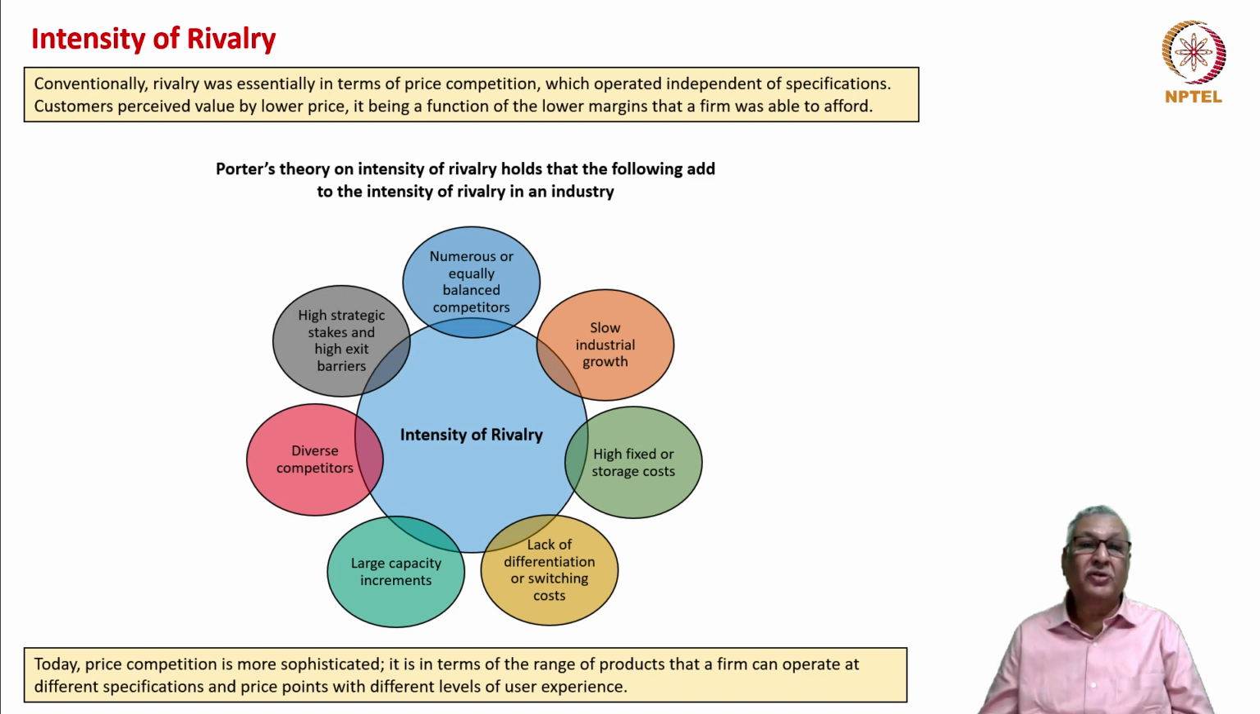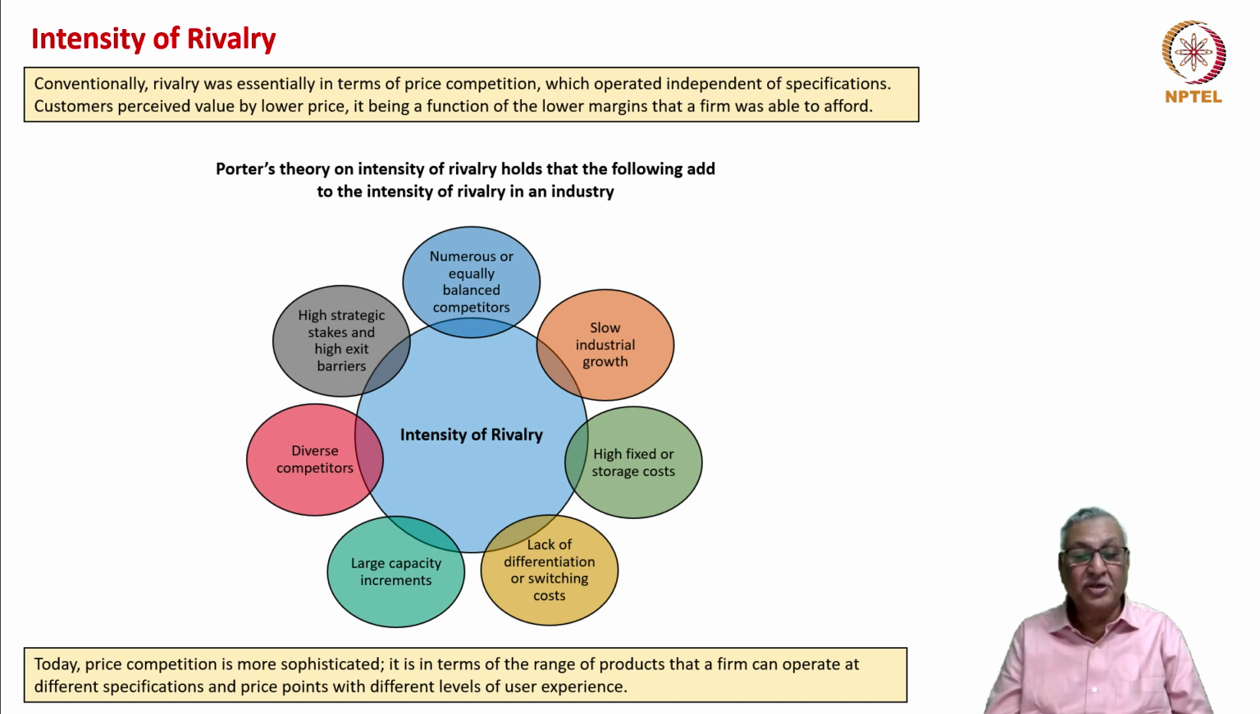Intensity of rivalry was essentially in terms of price competition, which operated independent of specifications. Customers perceived value by lower price, it being the function of the lower margins that a firm was able to afford. As per the conventional model, the intensity of rivalry is based on numerous or equally balanced competitors, slow industrial growth, high fixed or storage costs, lack of differentiation or switching costs, large capacity increments, diverse competitors, high strategic stakes, and high exit barriers.